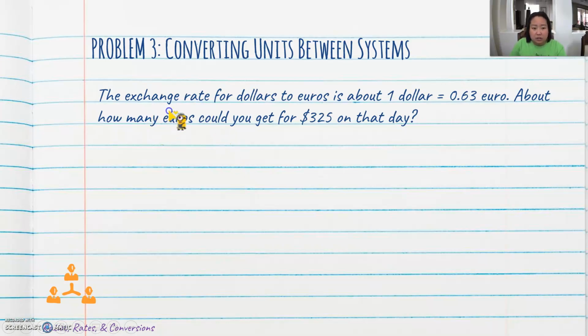Okay. This next example is going to be using money. This is the exchange rate for dollars to euros. $1 is equivalent to 0.63 euros. About how many euros could you get for $325 on that day? So we are given the unit in dollars. So we have $325, and when we have our conversion factor, dollars will be in the denominator. So according to the conversion, oops, sorry.